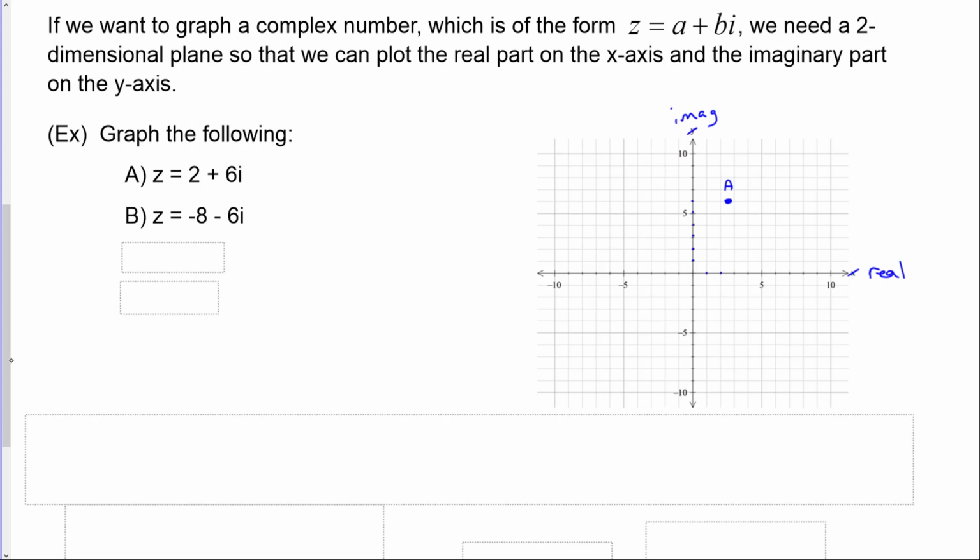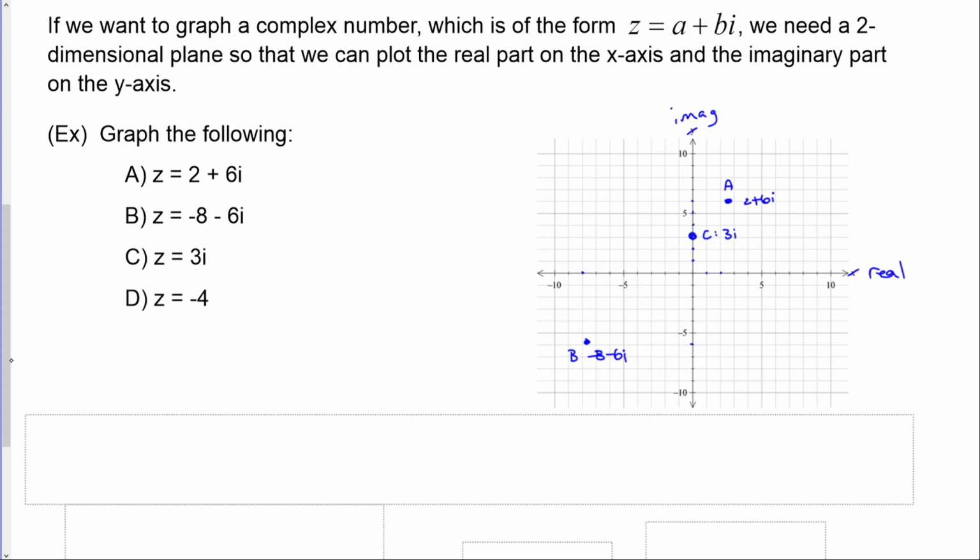So point A, which is 2 plus 6i. B is the point z equals negative 8 minus 6i. So I find negative 8 on the real axis and minus 6i on the imaginary. And wherever those two intersect, that's point B, which was, of course, negative 8 minus 6i. If I label this one, this was 2 plus 6i. C is z equals 3i, so that's only on the imaginary axis, I should say. So I'm going to go 3 in the imaginary direction, and right there is point C, which is 3i.